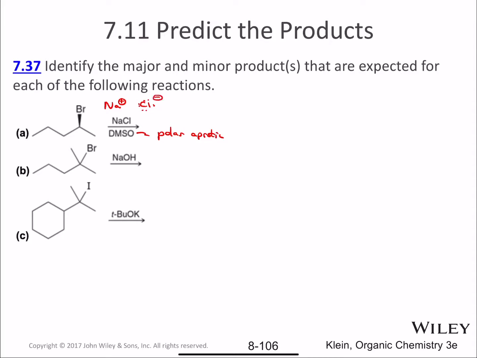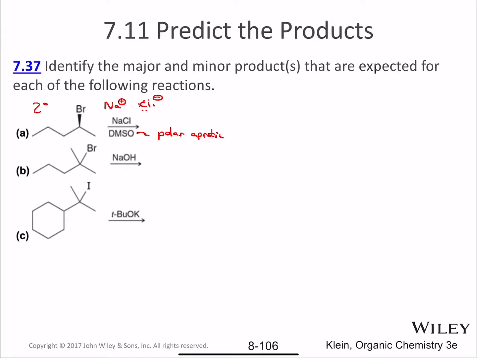So chloride falls under the umbrella of being a weak base but a strong nucleophile. And my alkyl halide is a secondary alkyl halide. So in this case, SN2 is going to predominate because I have a good nucleophile, chloride, but it's not a good base, so I'm not going to get any elimination. And if you remember, SN2 reactions are going to predominate in a polar aprotic solvent.